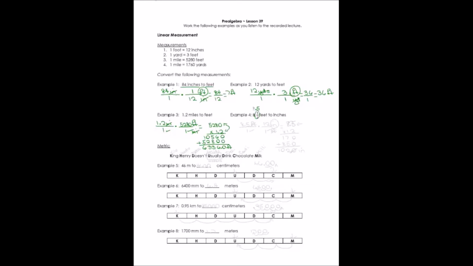So 8 1/2 is really 8.5. Let's use the decimal 8.5 for 8 1/2. We would start off by saying 8.5 feet over the number 1, multiplied times, and we're going to be converting to inches, and we're coming from feet. Inches to feet, well, 1 foot is equal to 12 inches. Now, cross out the units we no longer need.